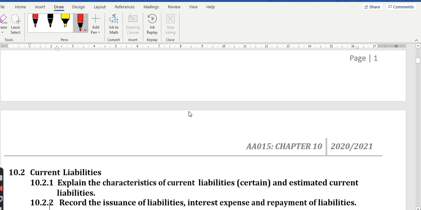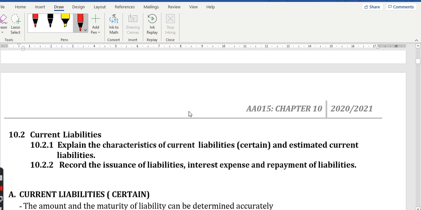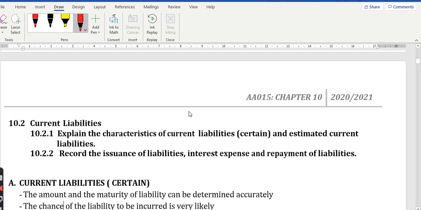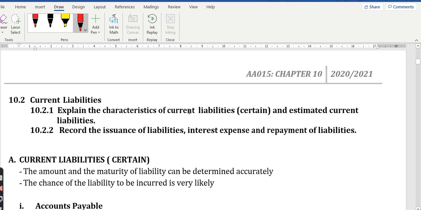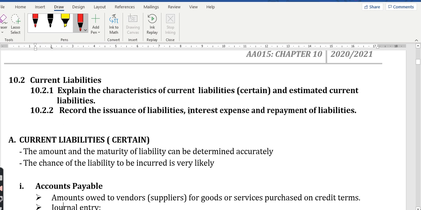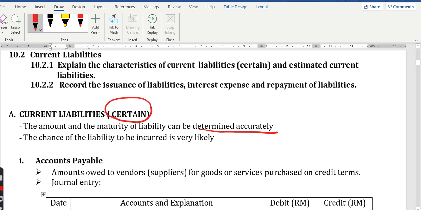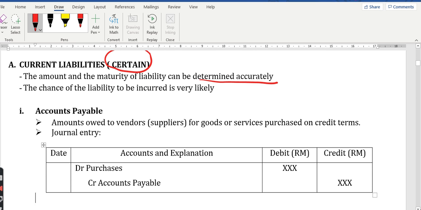All right, we'll go through the current liabilities. First of all, you need to understand the current liabilities with a certain amount. A certain amount is something where you already know how much you are supposed to pay to the third party. So this is the item that you can determine accurately. One of them, which we've learned earlier, is accounts payable.